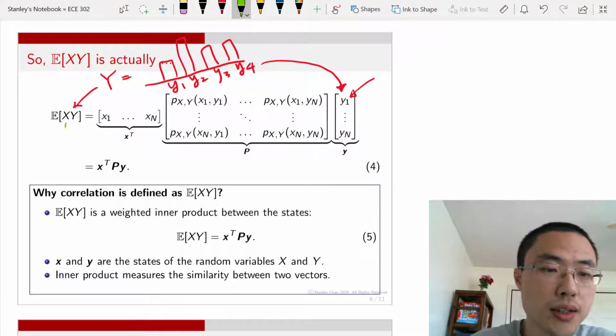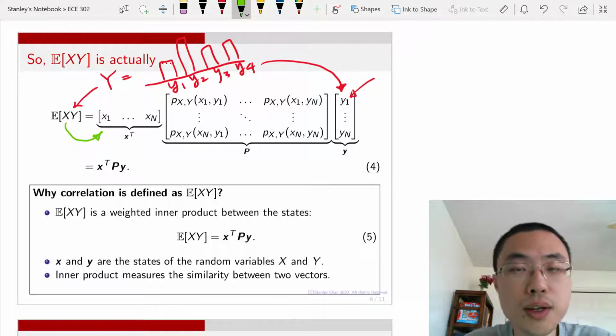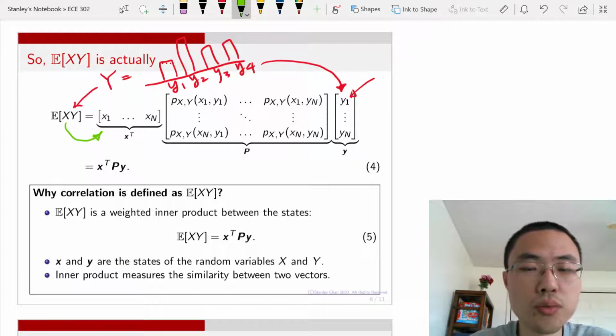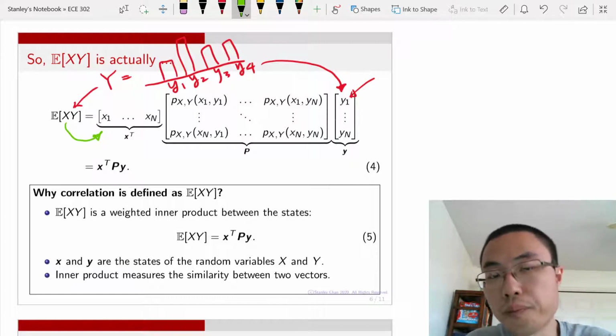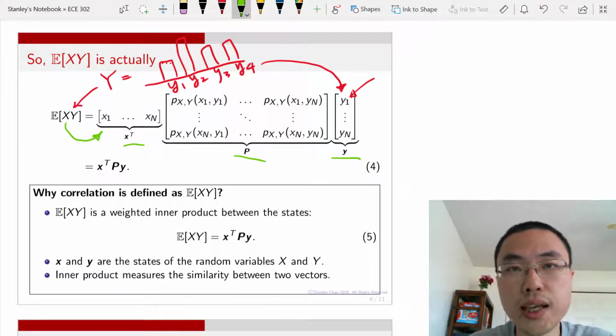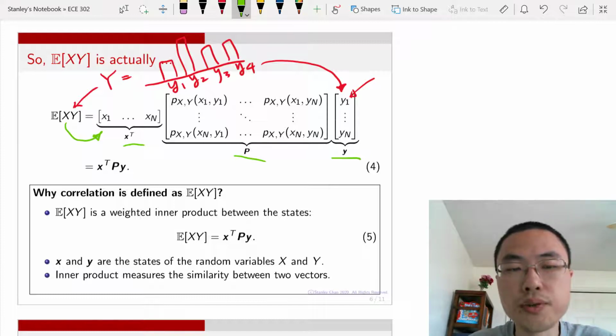Similarly, you can define the vector that contains all the states of the random variable x. That will give you another vector, which I call the row vector. You have x1 through xn. Then I put them into this matrix vector multiplication of x transpose P y. Now, let us do some quick calculation and see if this matrix vector multiplication, the thing that I'm proposing here, will make sense. Let's look at this computation.